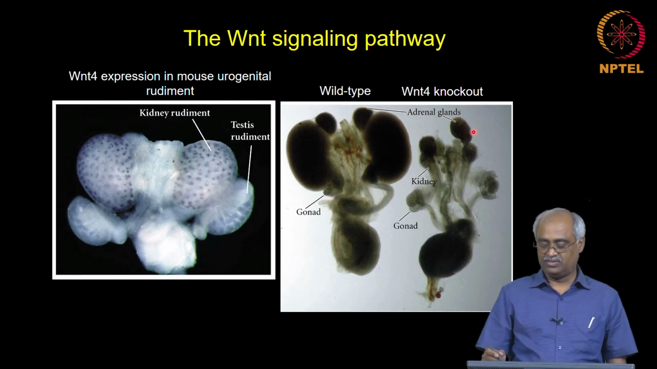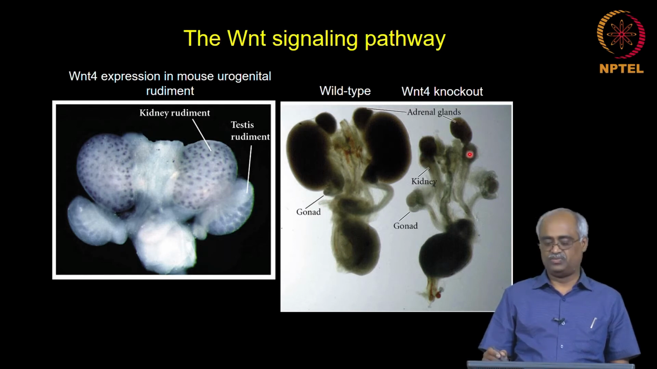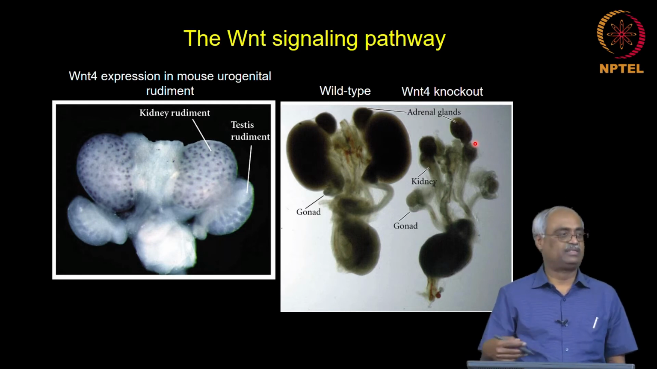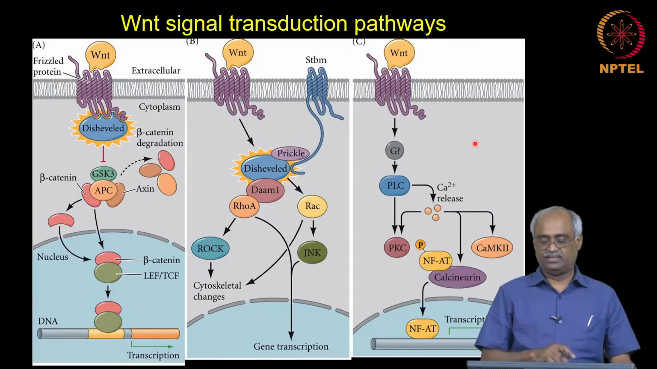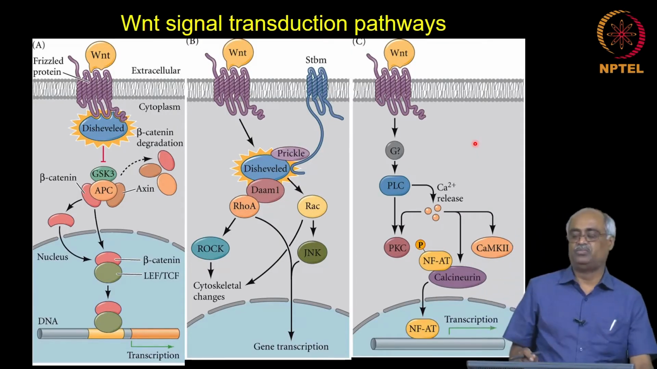In the knockout, the adrenal gland is intact, the gonad is intact, but the kidney has become too tiny. So the kidney does not form, the nephrons do not develop. So Wnt signaling is required for this. There are three different ways by which Wnt works.